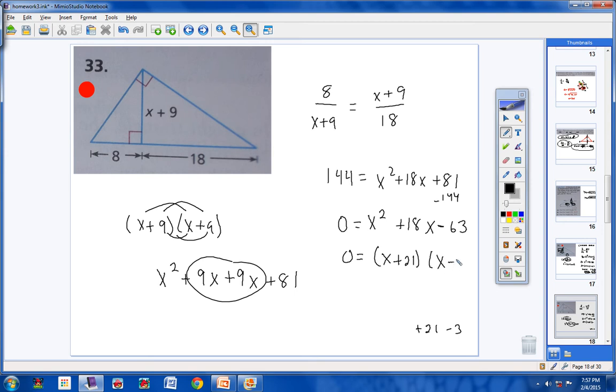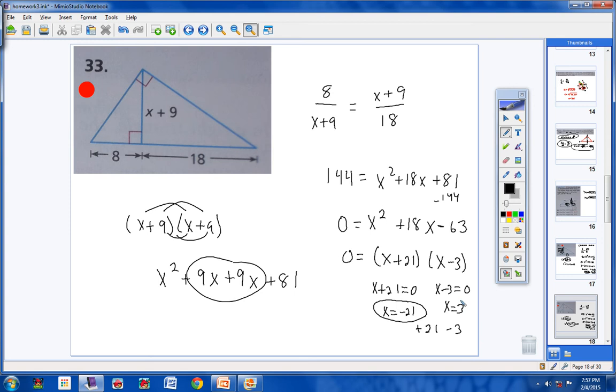Okay? Now take each group and set each group equal to 0. X plus 21 equals 0. Bring the 21 over, make it negative. X equals negative 21. X minus 3 equals 0. Bring the 3 over, make it positive. X equals 3.